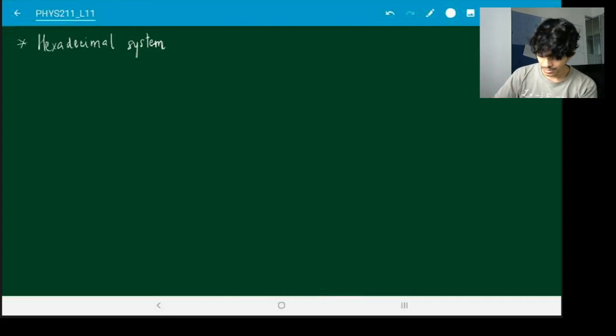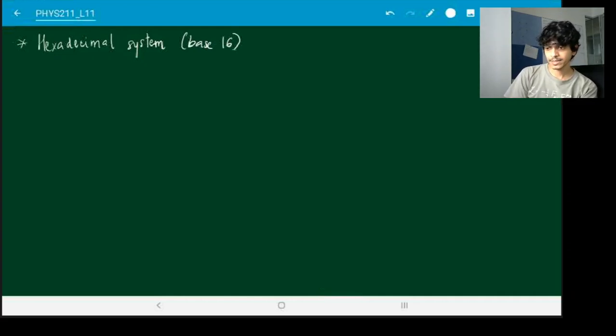The next number system I want to discuss today is the hexadecimal number system. After binary, this is probably the most commonly used, the most important number system. I mean, apart from decimal, of course. Decimal, binary, and hexadecimal. So this is in base 16.